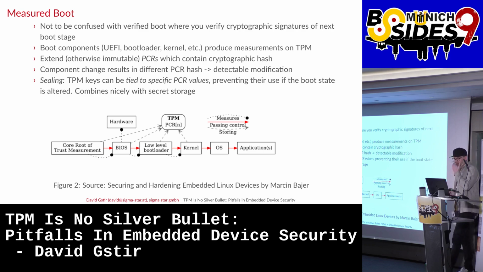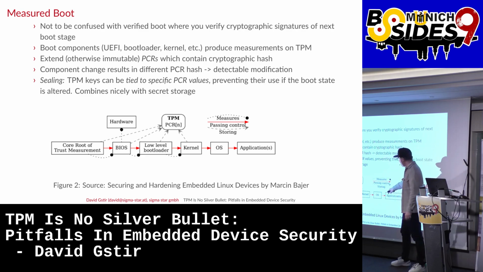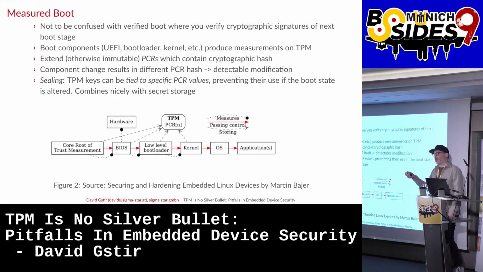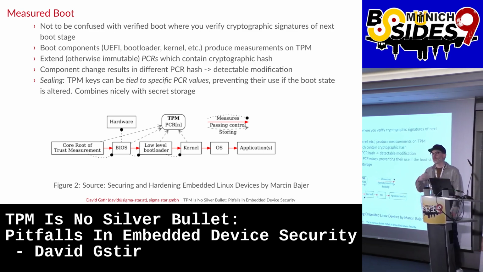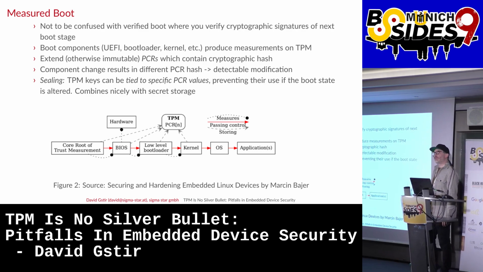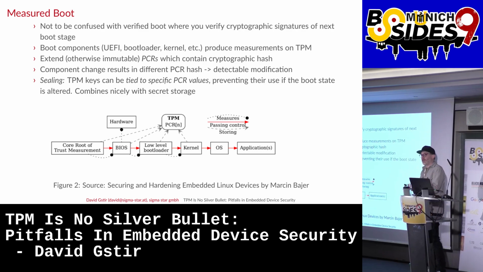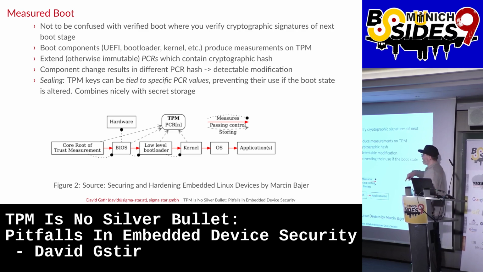And this is used to ensure that once you've booted up everything, the TPM will have certain values in the PCR registers. And you can verify those values. So in the end, when you have booted your application, you can check if those PCR values match what you expect them to be. And thereby you can ensure that the whole boot chain is the same way you've set it up to be. And also you can combine it with secret storage.